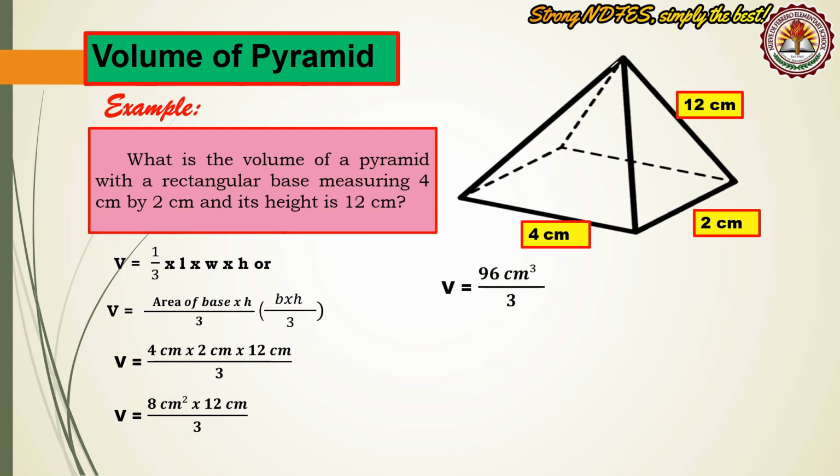The answer is 96 cubic centimeters over 3. I-divide na natin ngayon ang 96 cubic centimeters ng 3. So, the result is 32 cubic centimeters. Therefore, the volume of the pyramid is 32 cubic centimeters.